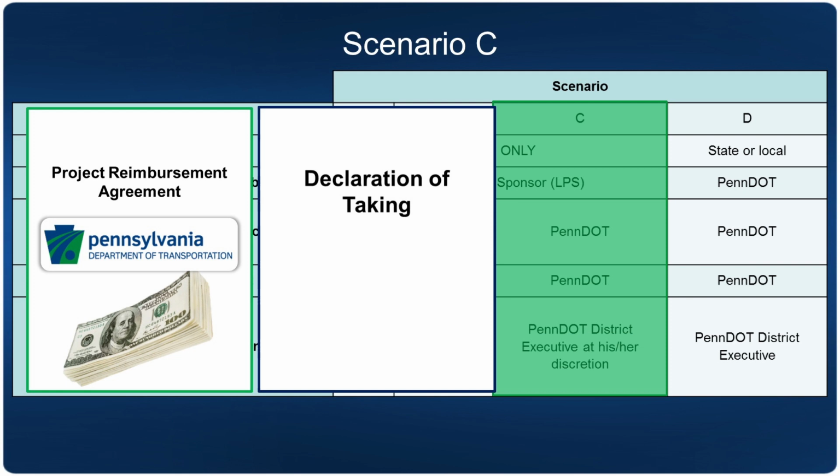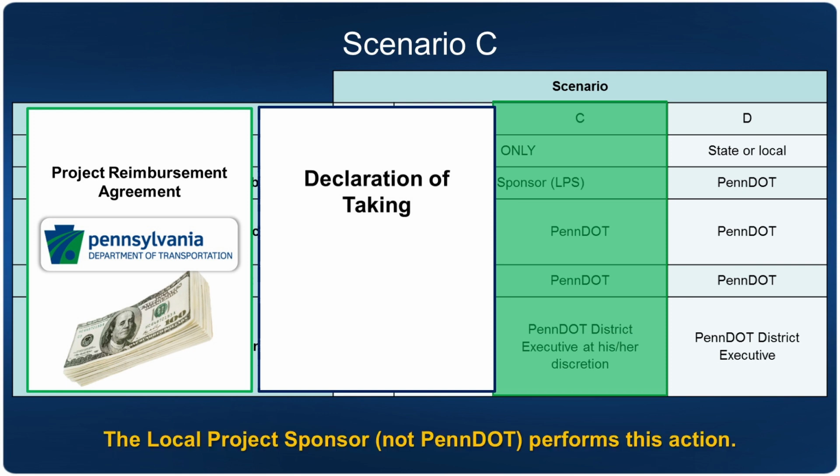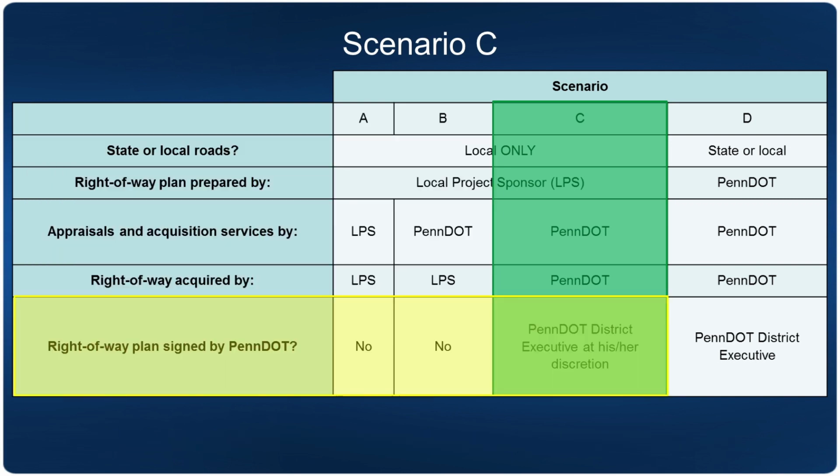If a declaration of taking is necessary, it is the local project sponsor and not PennDOT who must perform this action. Although not a legal requirement, the district may wish to have the PennDOT district executive sign the right-of-way plan since it will be PennDOT personnel providing right-of-way services.